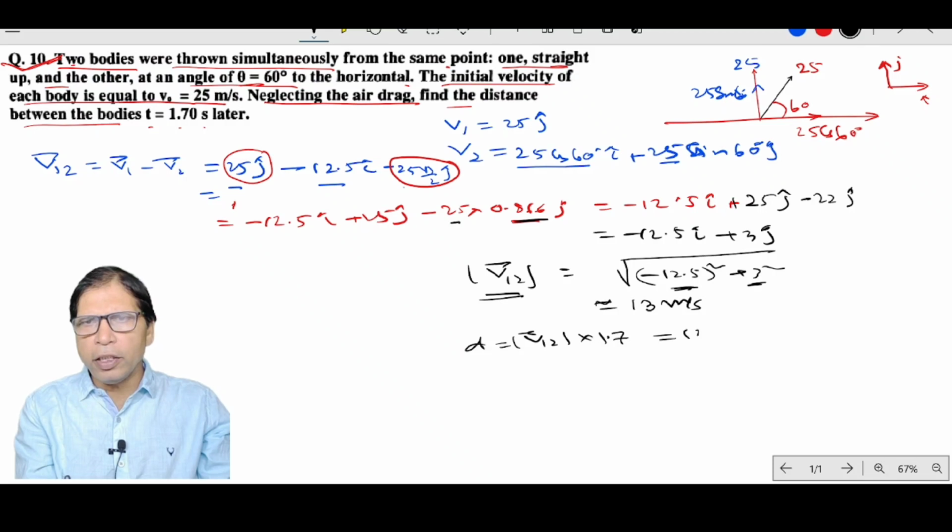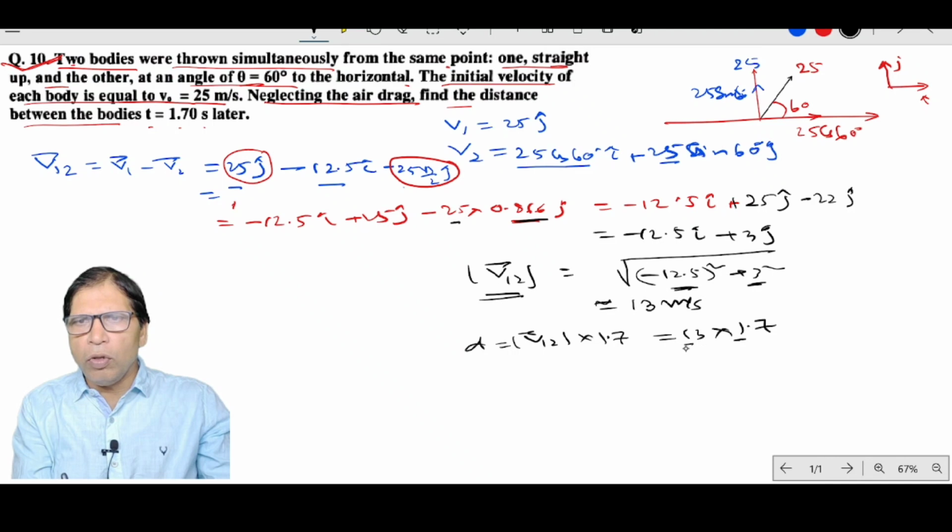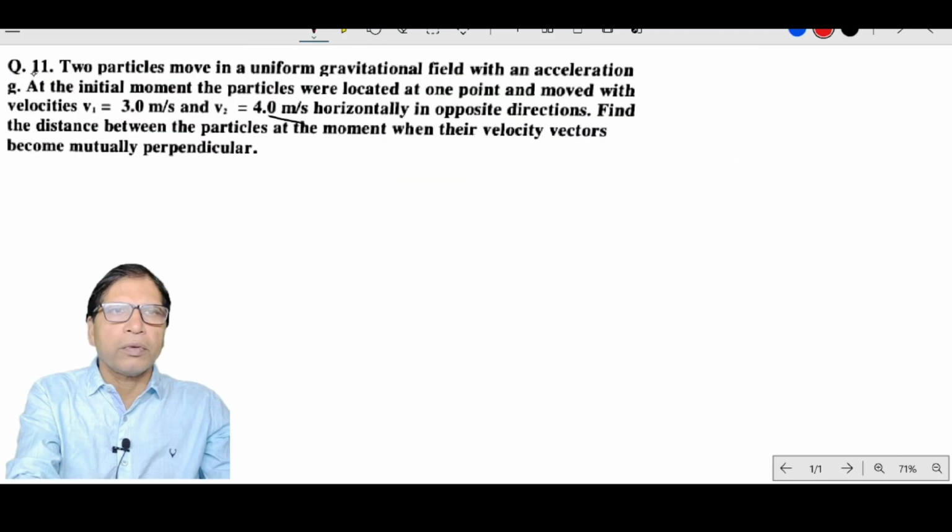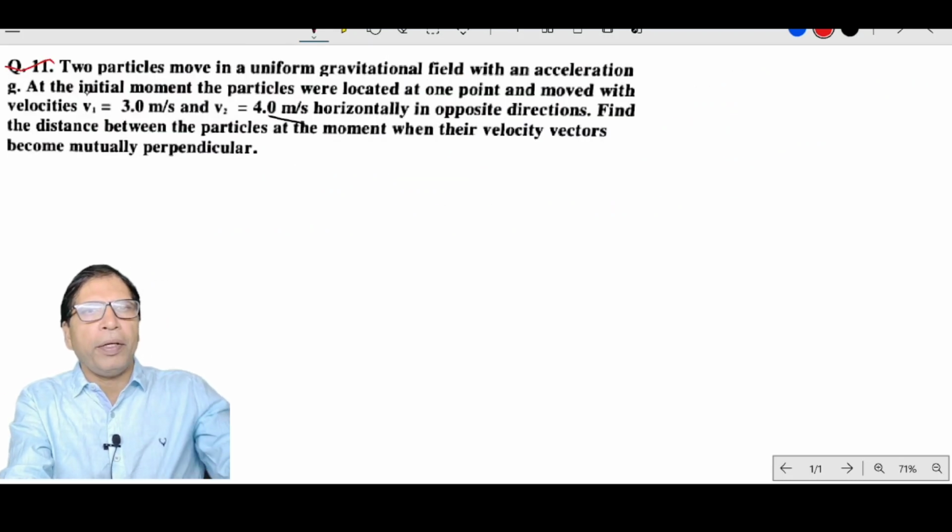So this is 13 into 1.7. Okay, 1 into 13 means 13. Now 13 into 0.7 is almost 9. So this is almost 22 kilometer. Okay, understood?